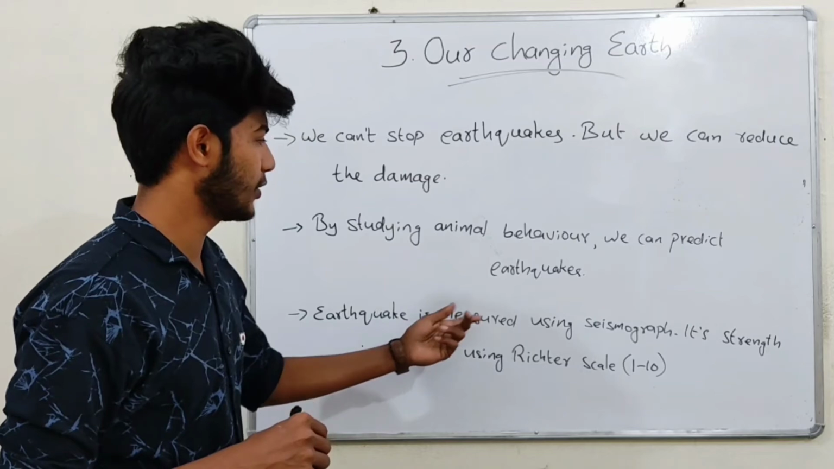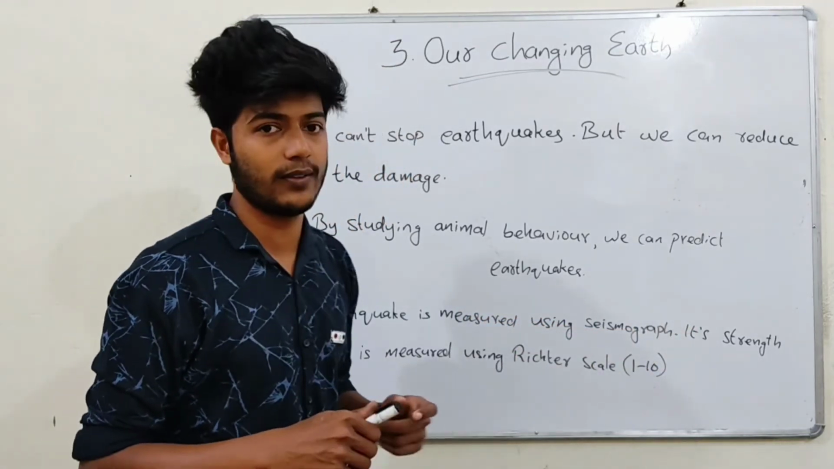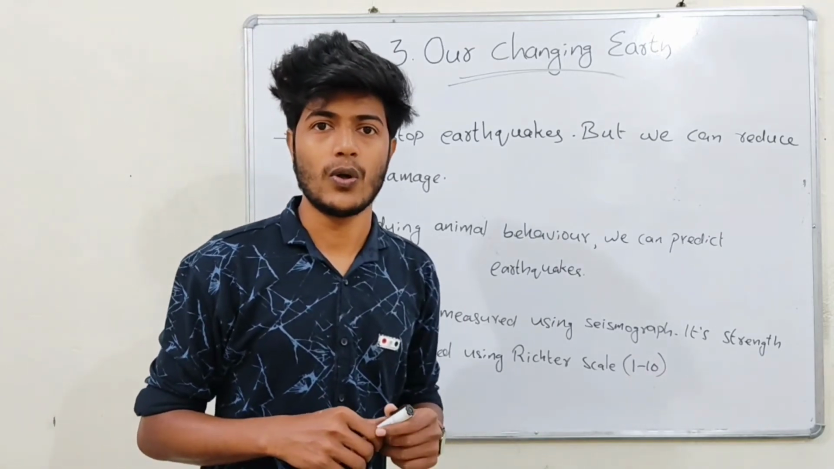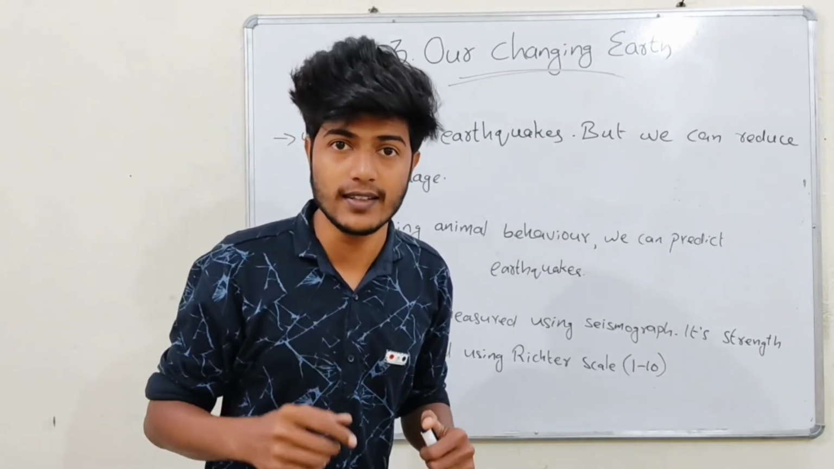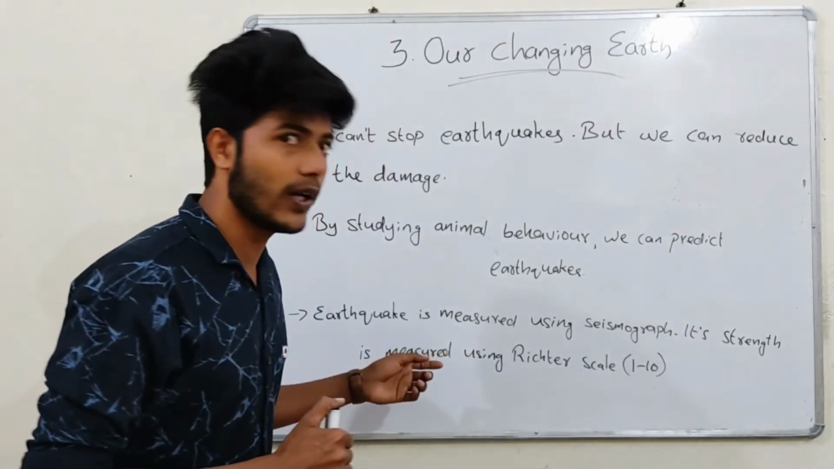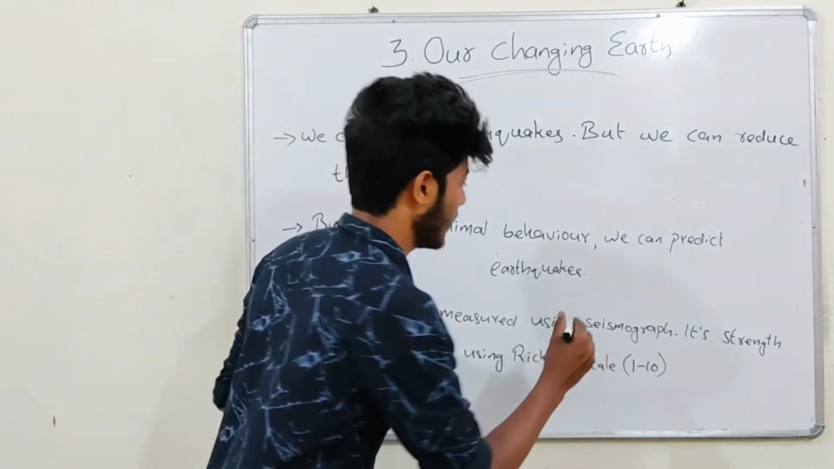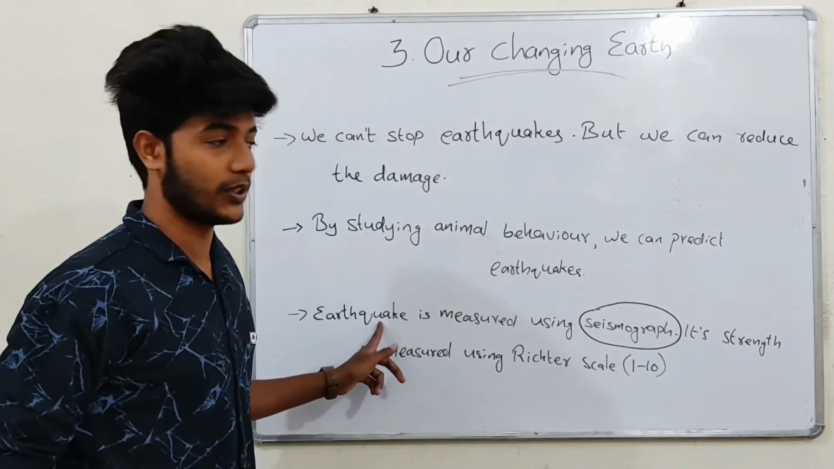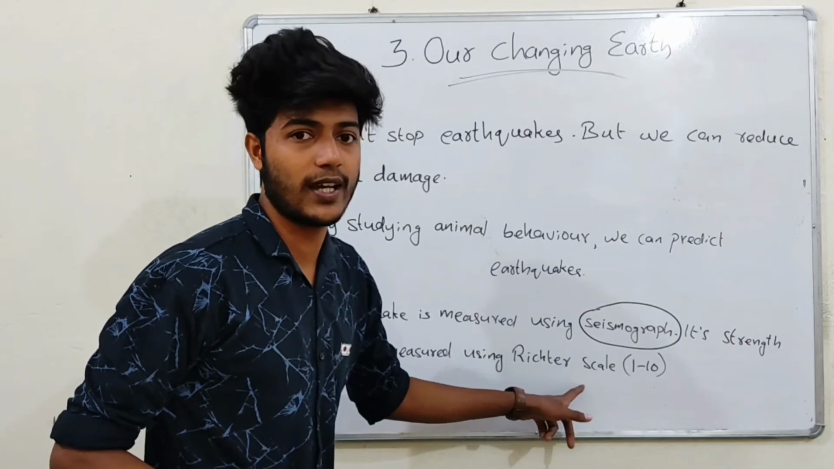Then earthquake is measured using a seismograph. Its strength is measured using the Richter scale. We measure everything now. My height is measured in centimeters or inches. My weight is measured in kilograms or pounds. Likewise, earthquake is also measured. Seismograph is the machine by which the earthquake is measured. Then its strength is measured using the Richter scale.